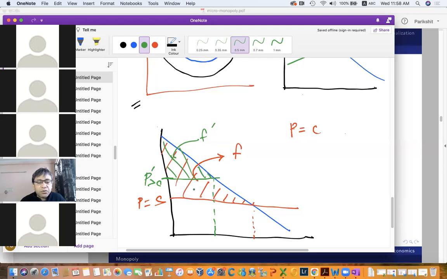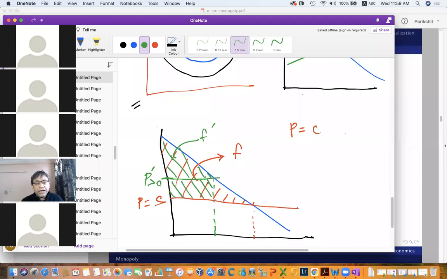And so what is his overall profit? Well, on every unit, he's charging a price greater than cost. So he's making some profit here, which is the area of the rectangle. So that green area and this green area, which is coming from the fixed fee, add these two up. That is the total profit of the monopolist.